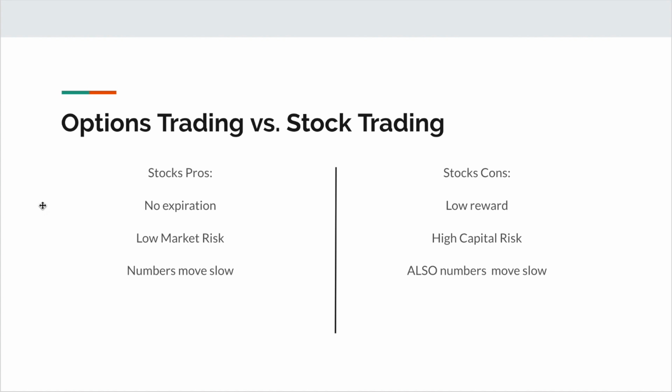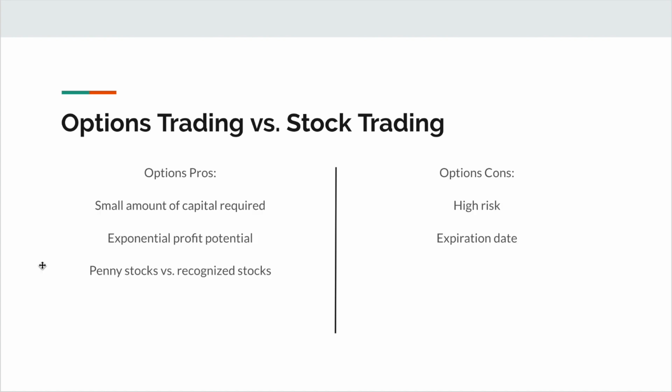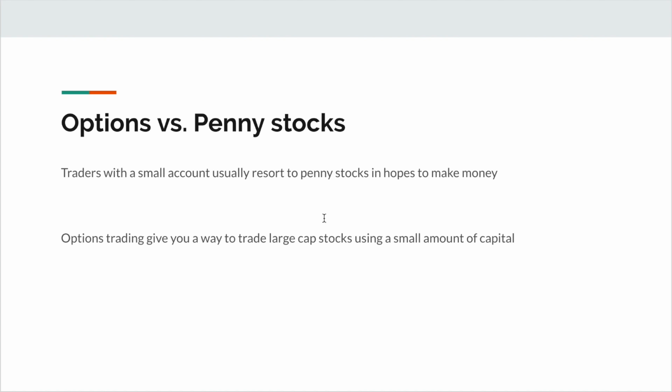So options trading is perfect for those people with a small account. If you only have 2 grand in your account, options trading is perfect for you because you don't have to resort to penny stocks. If you trade penny stocks, you're trading in companies that you likely don't know. It's not so easy to figure out those companies, and it's not so easy to read those charts. Therefore, you're risking a lot when you're trading penny stocks or stocks under $10 because you're not really seeing them in the news. You're not really seeing their numbers clearly. Options trading gives you a way to trade large cap stocks using a small amount of capital.